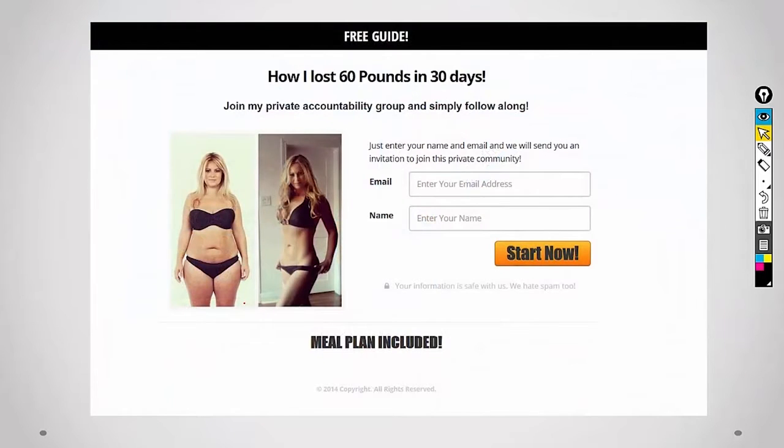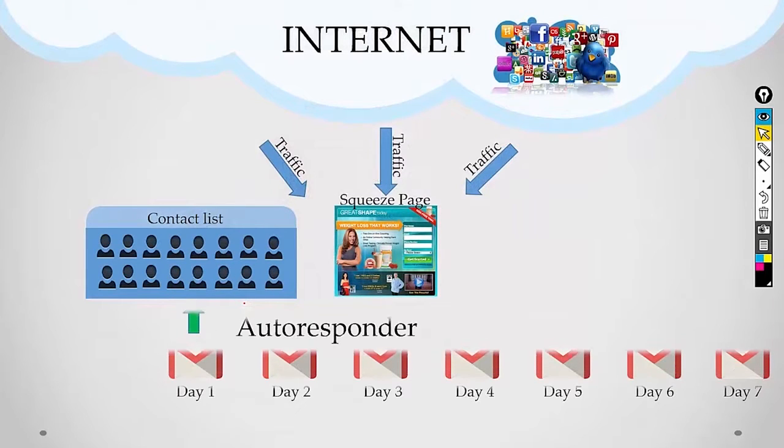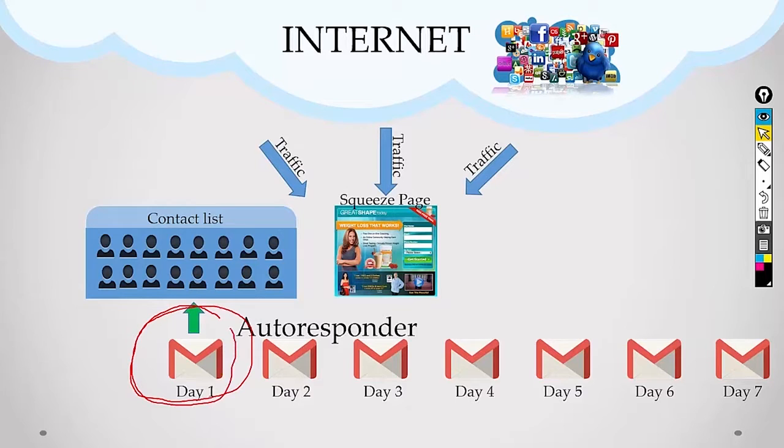If we go back to this fitness example, if this was my page, and someone enters in their name and email, my autoresponder will be triggered to start following up with that person. So in this case, maybe on day one, the autoresponder will send them a message. It might say, hey, I'm happy you decided to join my group. Here's a link to join the group. Be sure to add me on Facebook and say hi, or whatever I'd want my message to be, right?